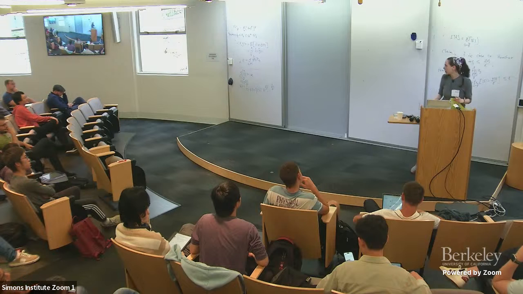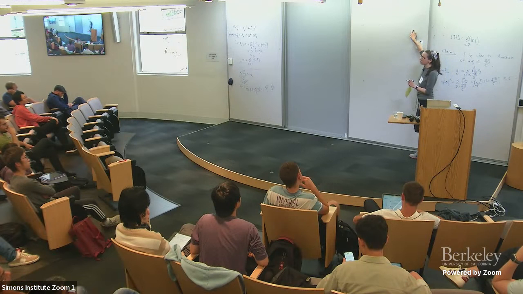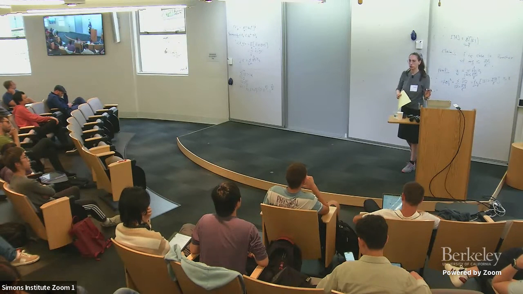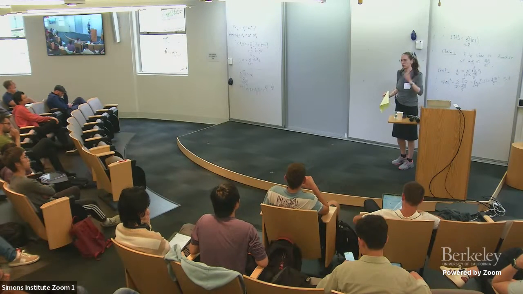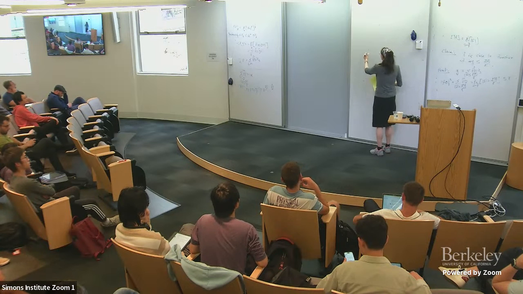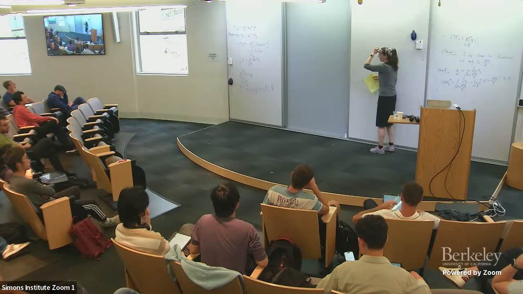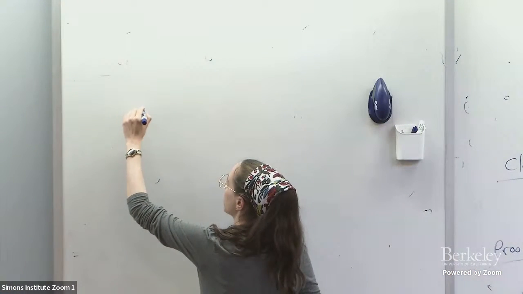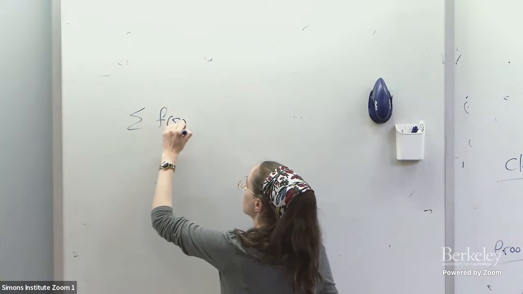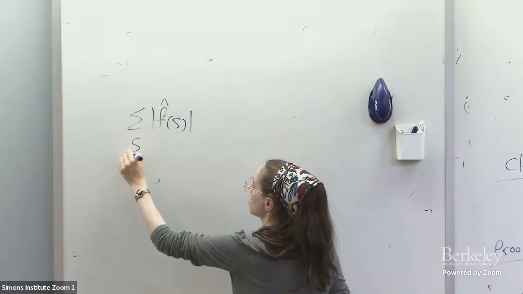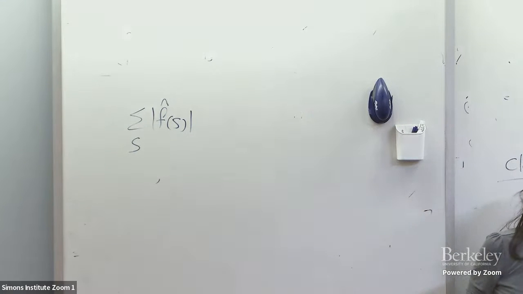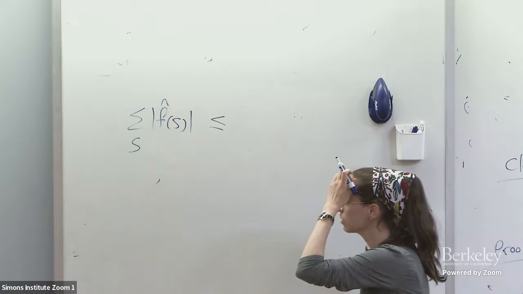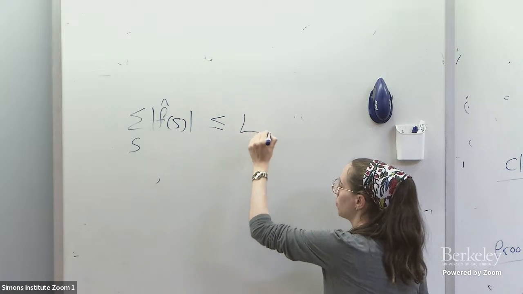So actually, the idea about the concentration is to show that we have most of the weight on a very small number of Fourier coefficients. Another notion of this is the L1 norm of the Fourier coefficients. So let's say that we know how to bound the summation of the Fourier coefficients, the L1 norm, by some L.